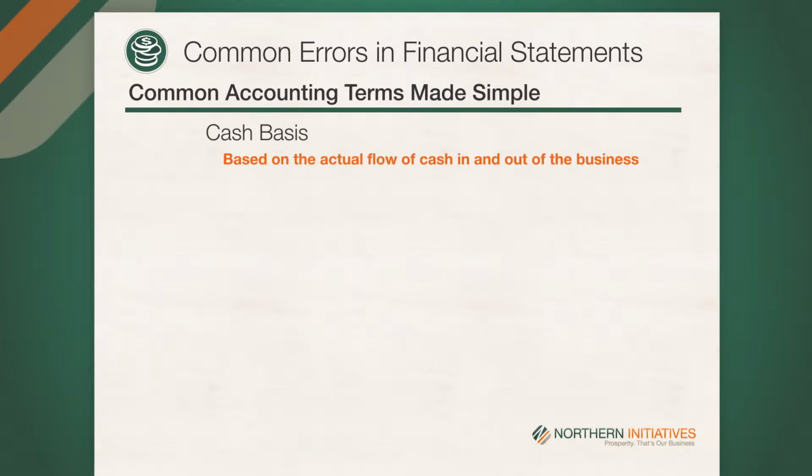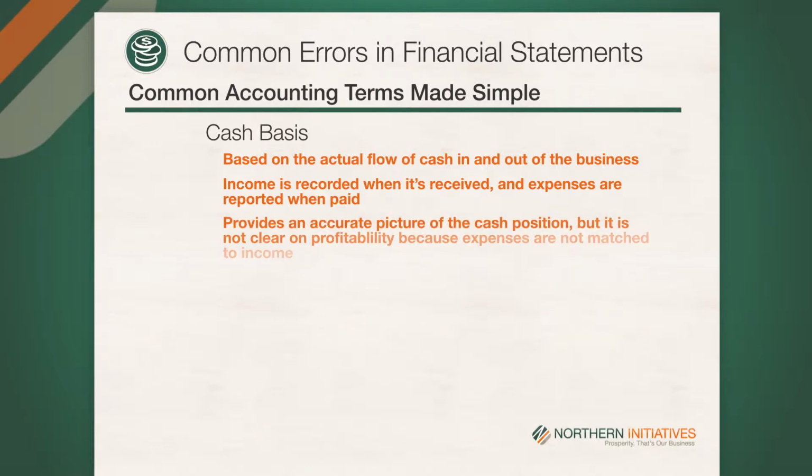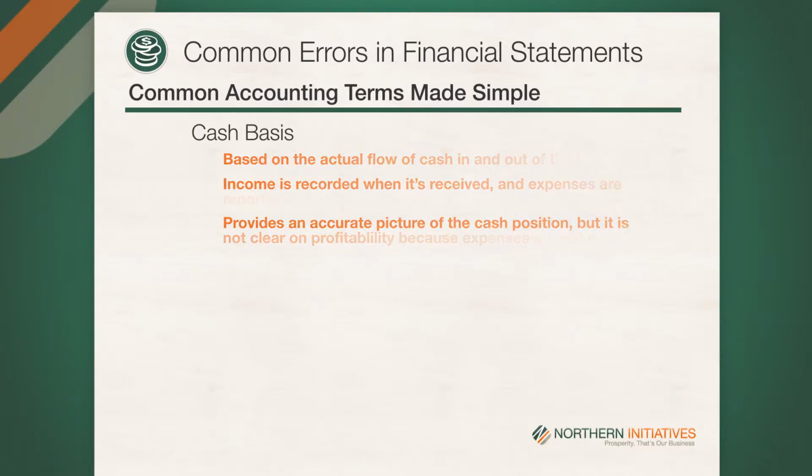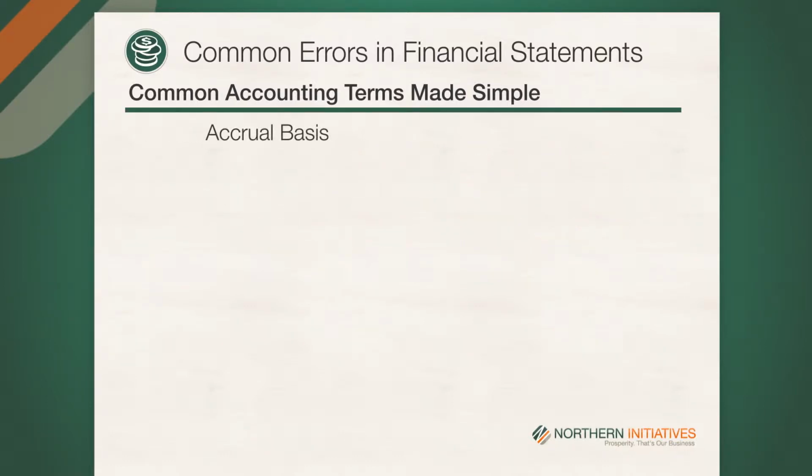Cash basis. Now, cash basis accounting is an accounting system based on the actual flow of cash in and out of the business. Income is recorded when it's received, and expenses are reported when they're actually paid. This method provides an accurate picture of the cash position, but it's not clear on profitability because expenses are not matched to income.